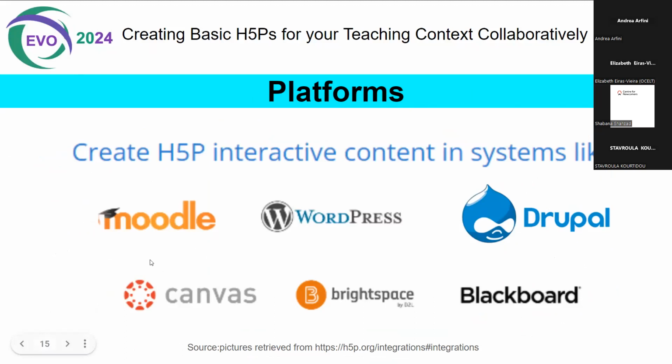Moodle. Avenue is run on Moodle, so that's a Moodle site. WordPress runs H5Ps, Drupal, Canvas, Brightspace by D2L, Desire to Learn. The Toronto District School Board, I think, runs programs on Brightspace, and Blackboard, and many others too.